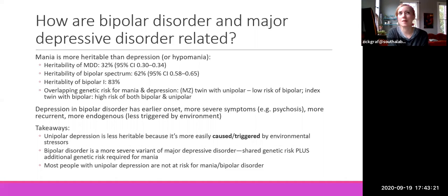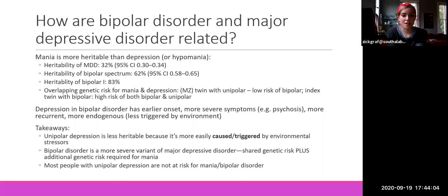The nature of depression in bipolar disorder is different than the nature of depression in unipolar disorder. It's more severe. It also has an earlier onset. It tends to be more chronic and recurrent. It has more severe symptoms like psychosis, and it's more endogenous, which means it's less triggered by the environment. So unipolar depression or major depressive disorder is very triggered by the environment. The depression that people experience in bipolar disorder is more likely to feel like it comes out of nowhere. It's not as likely to be triggered by a major stressor or a major loss the way that unipolar depression is. So the takeaway from that is that unipolar depression is less heritable, and that's because it's more easily triggered by the environment.